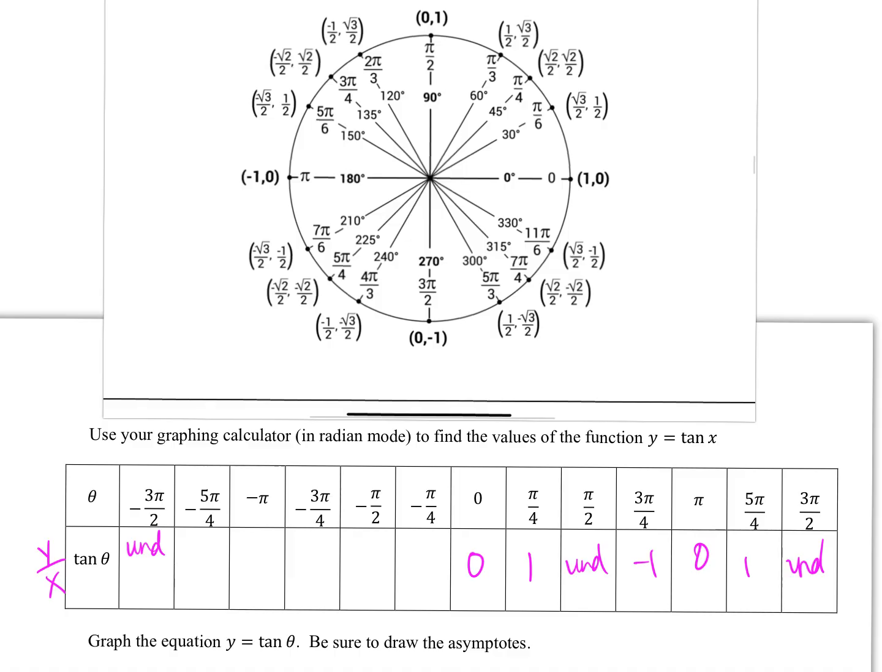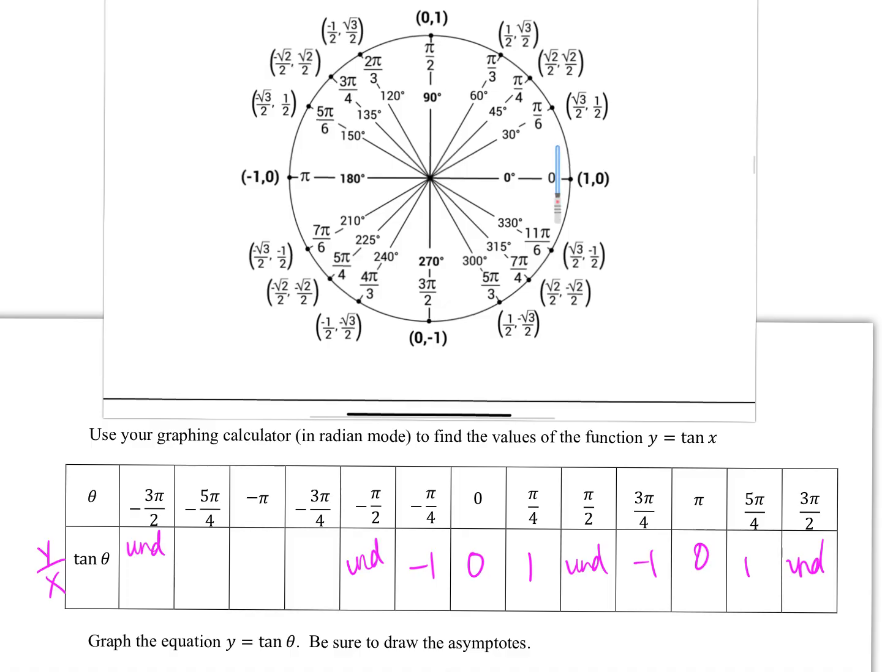Now I'm going to have us go backwards. Negative pi over 4. Positive pi over 4 is here. Negative pi over 4 is going to be here. What's my change in y over change in x? Negative 1. Chloe, you're on it, girl. Negative pi over 2. Here's positive pi over 2. Here's negative pi over 2. Undefined.